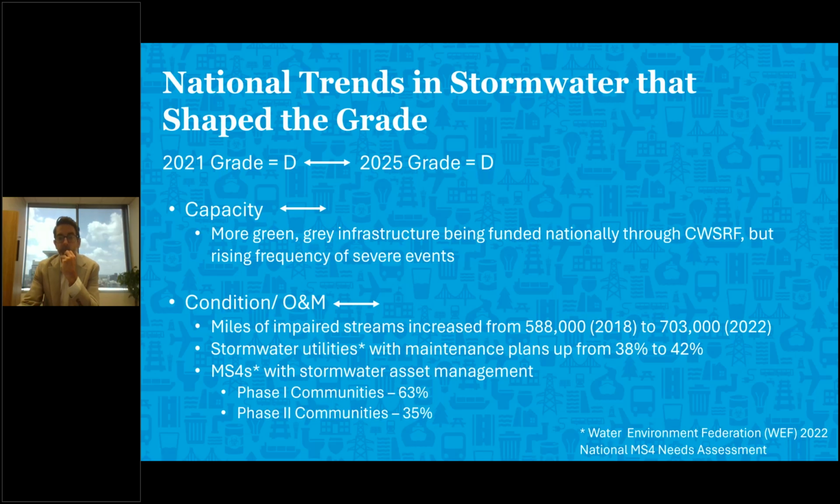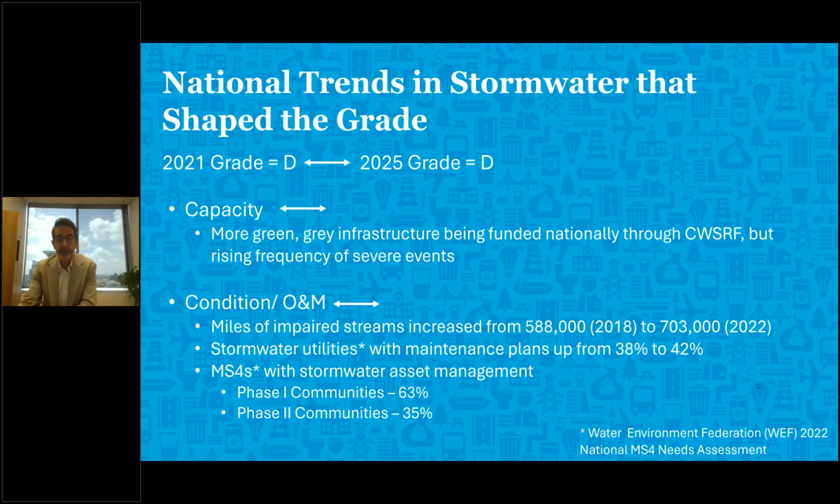Looking at some of the national trends that we saw over the past 4 years, in the capacity criteria, we saw an increase in capacity of green and gray infrastructure funded through the Clean Water State Revolving Loan Fund programs. But we saw headwinds in this category, the more frequent and severe storms.